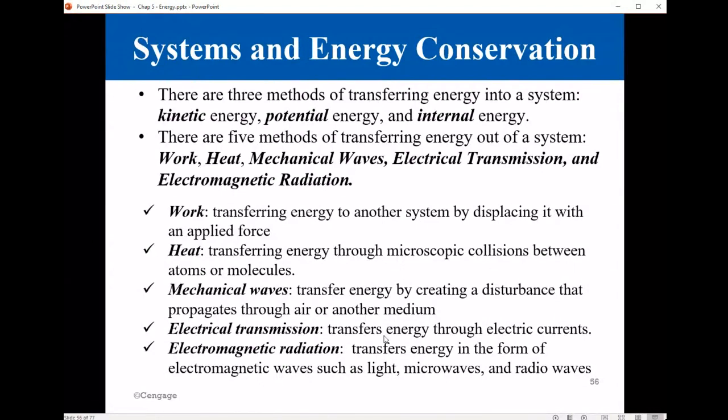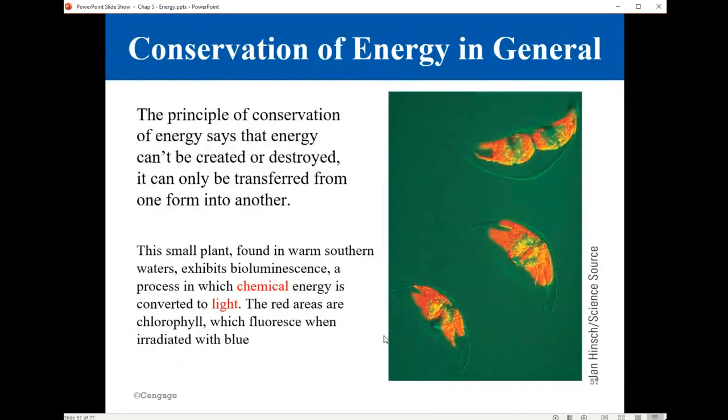So in all these systems, we are dealing with energy, and the total energy is always conserved. It is only changed from one form to another form. The principle of conservation of energy is an important principle. Once you understand it well, you will have a better understanding of the physics world around you.